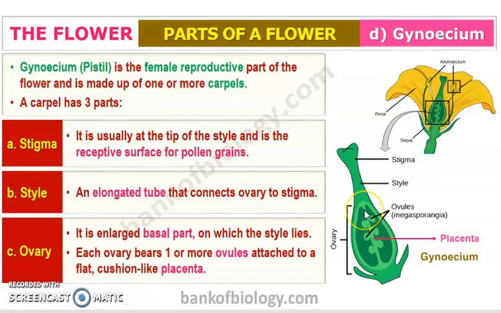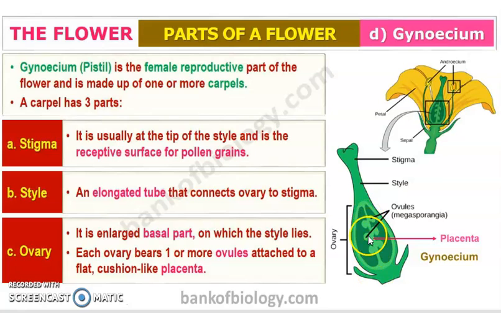On this placenta they will bear one or more ovules, attached to a flat cushion called placenta. What are these ovules? These are the eggs. They are the ones that give rise to a new organism. So the ovary is the basal part on which the style lies, and it bears one or more ovules attached to a flat cushion like placenta.